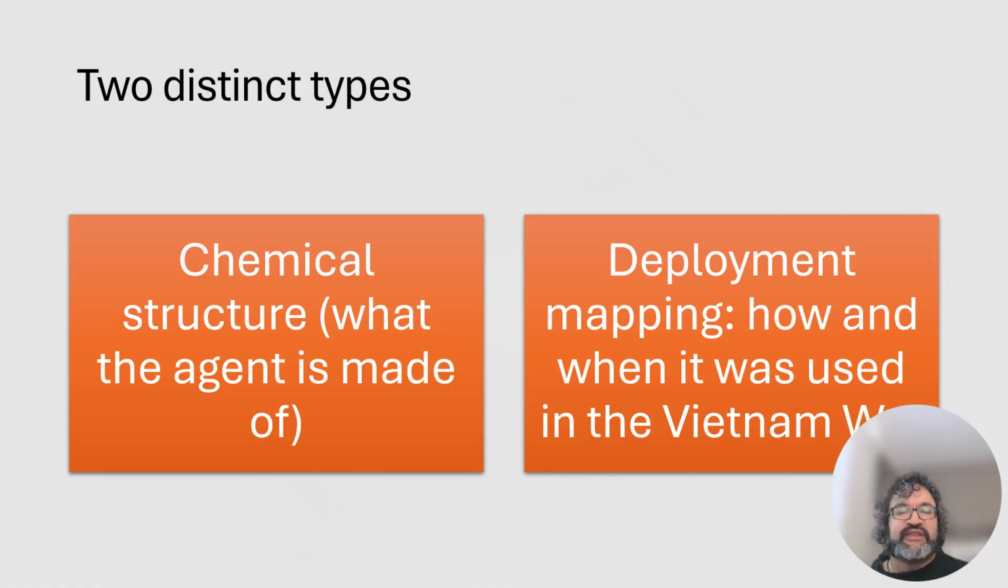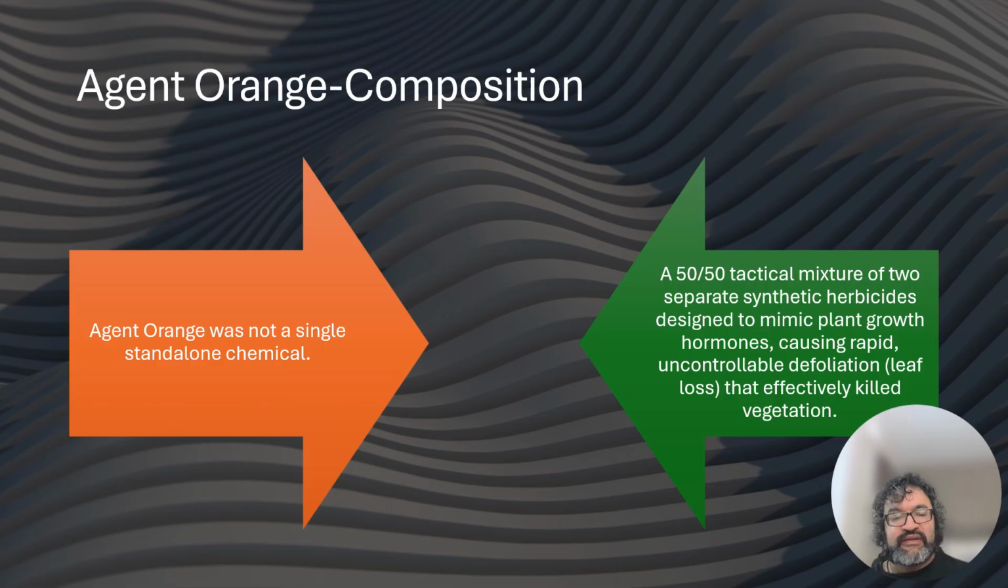So the two distinct types of properties of Agent Orange are the chemical structure, which has a benzene ring, and along with the benzene ring, it has an acetic acid. Then also deployment mapping: how and when it was used in the Vietnam War. I'm going to be explaining that in a little bit.